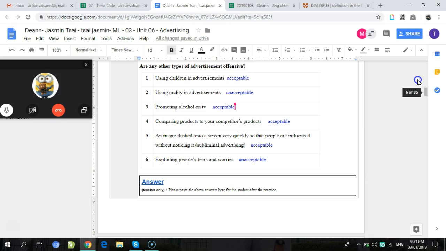How about number 6? Or for the living. They use this kind of fears and worries and make people believe their products and buy their products.